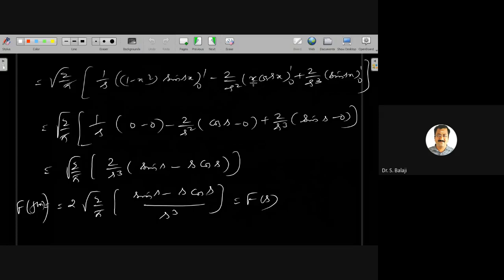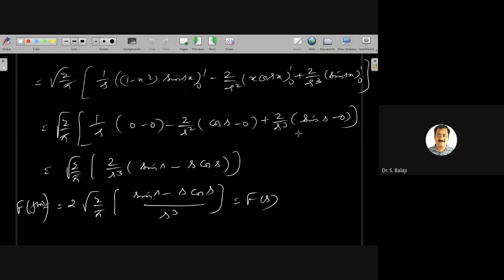Now apply limit 1 here, 1 into cos s, cos s. Applying 0 here, 0 into cos s, 0. That's 2 by s cube. When applying 1 here, sin s. When applying 0, sin 0, 0. So the first is totally 0, therefore only these two terms remain here.